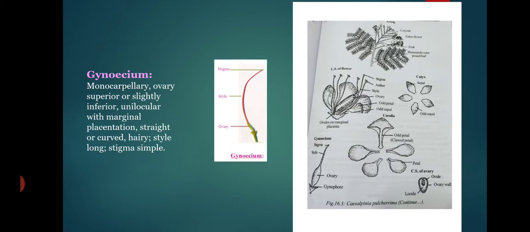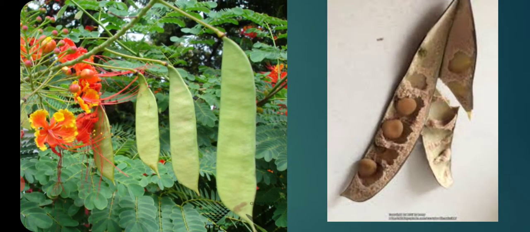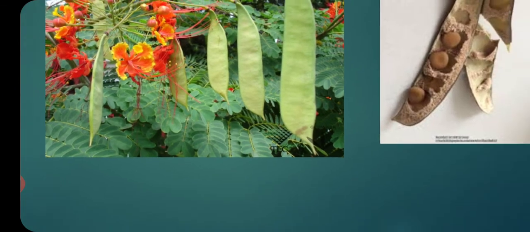Sometimes in some species we can see bicarpellary Gynoecium. And in Saraca, that is Ashokam, it is an apocarpous pistil. And remember, the placentation is marginal. Okay, then the fruit is a legume and never breaks up. Normally here in this figure it is broken, mechanically split open, and otherwise it won't split open naturally.